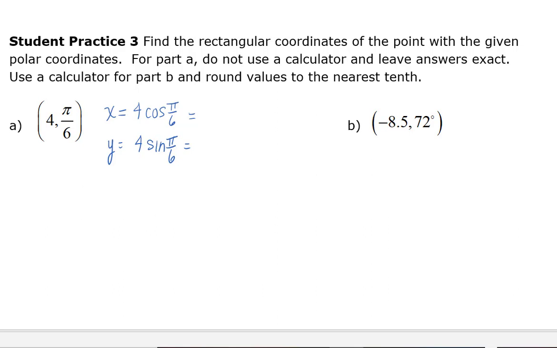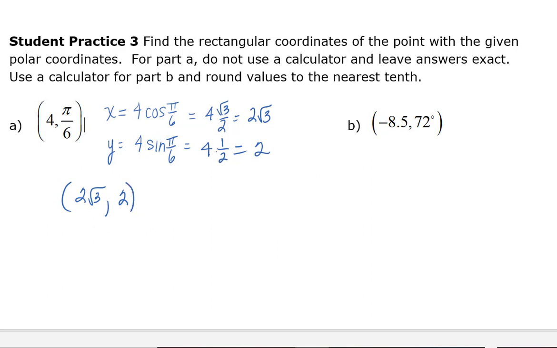For part A, we're not going to use our calculator, and we'll just leave our answers exact. So the x-coordinate is going to be 4 times the cosine of pi over 6, which would be 4 times the square root of 3 over 2, which would be 2 square roots of 3. The sine of pi over 6 is 1/2, so 4 times 1/2 is just going to be 2. And so your ordered pair in rectangular coordinates is going to be 2 square roots of 3 and 2.